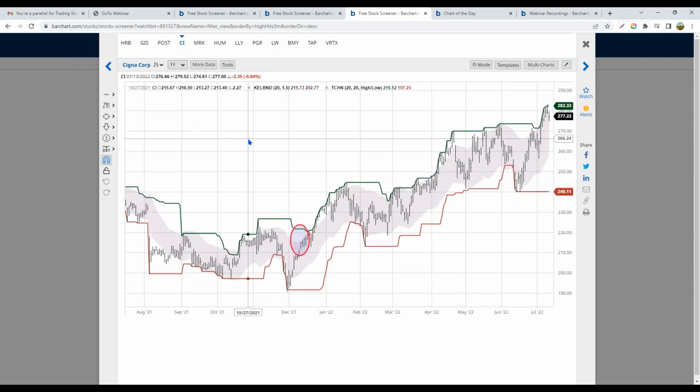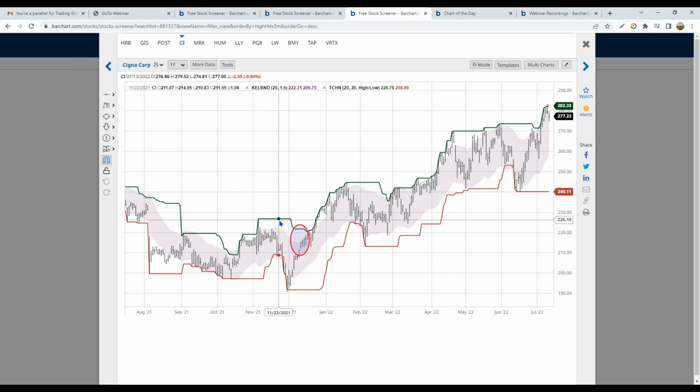Excuse me, not Citi, Cigna. And again, what is going on with the turtle channels is that these outer bands or channels are showing you the highest price over a certain period of time. In other words, this one would be 20 periods.